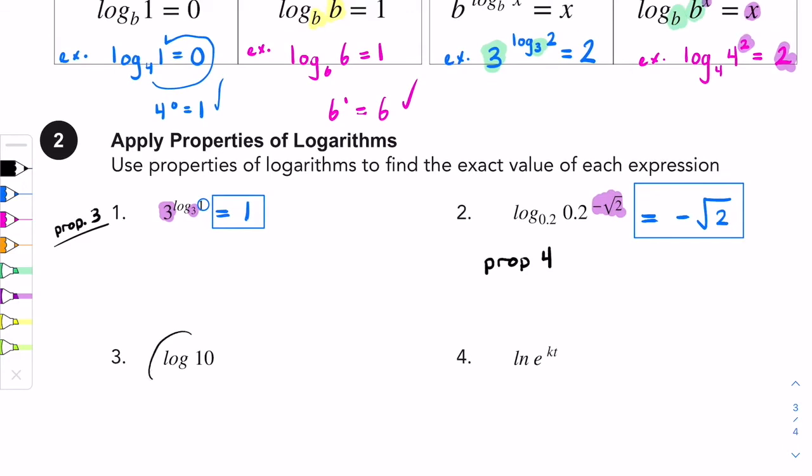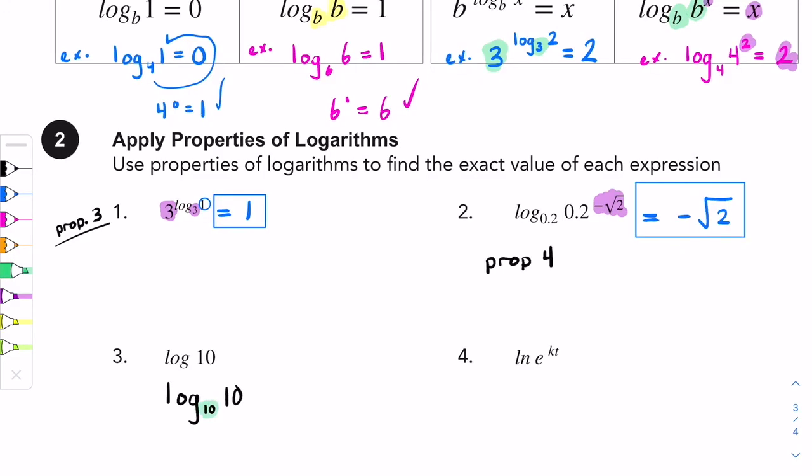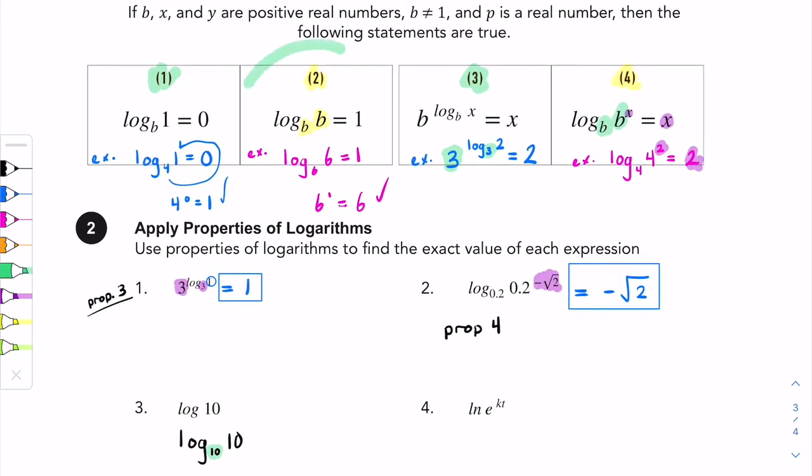Number 3, we don't see a base to that logarithm, so I can rewrite it as log base 10 of 10. This is the common log. And if we compare to our properties above, right here, property number 2, if the base and the argument are the same, every time your answer is going to be 1.